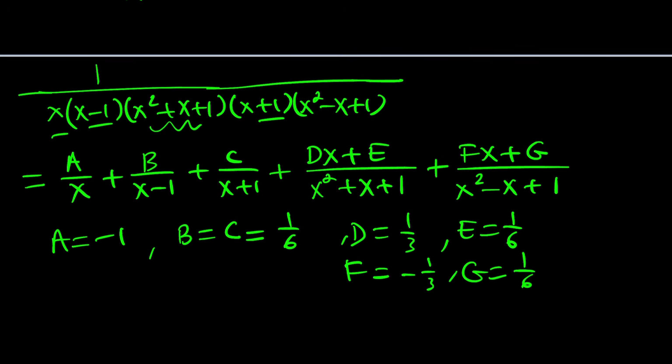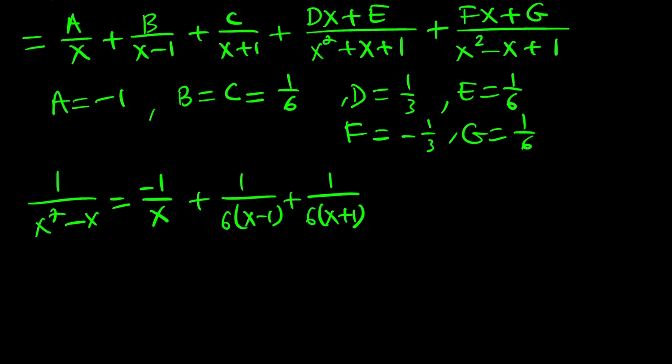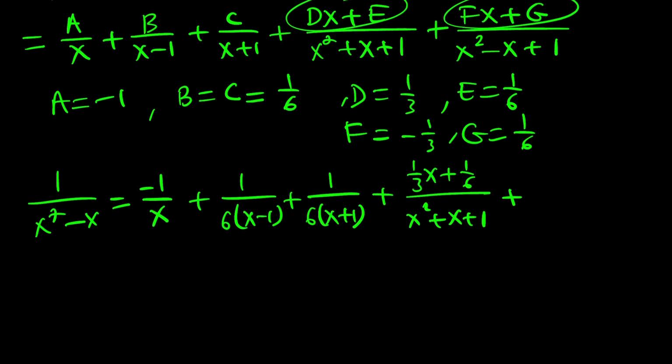And what we're going to do is replace the coefficients with these values. So our expression turns into the following. Starting with 1 over x to the 7th minus x. Okay. This turns into, by the way, A is negative 1, so it's going to start with negative 1 over x plus 1 over 6 times x minus 1. You could also take out the 1/6, no big deal. We're going to do that while integrating. Plus 1 over 6 times x plus 1. And then we're going to get the quadratic pieces because we have to put these together. So it's going to look like this: 1/3 x plus 1/6 all over x squared plus x plus 1. And then we get negative 1/3 x plus 1/6 divided by x squared minus x plus 1. Wow. What an expression, right?